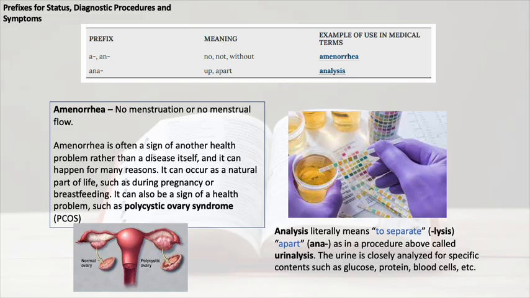The example on this slide here is amenorrhea. So amenorrhea, again, a is without or lacking. The root would be, and I'll highlight it here, so prefix a, the root would be men, o, and we have suffix rhea. This refers to no menstruation or no menstrual flow. So literally it means without menstrual flow.